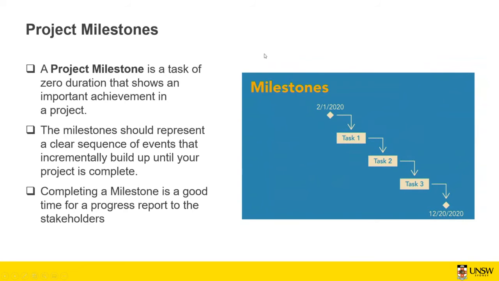Okay, project milestones. A project milestone is a task of zero duration that shows an important achievement in a project. So it's not a particular task, but a kind of deliverable. After finishing a few tasks, you achieve something, and it's a milestone of your project. You can say the deliverable one has been done, so milestone one is finished. The milestones should represent a clear sequence of events that incrementally build up until your project is complete.